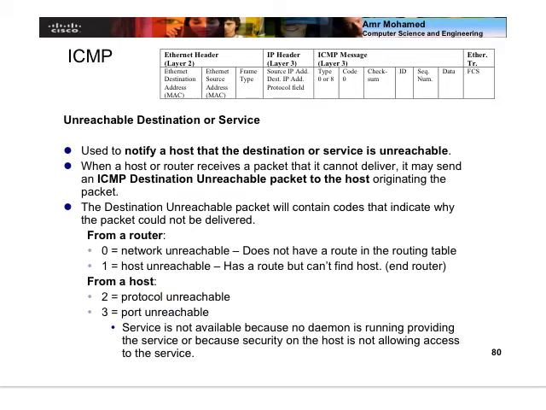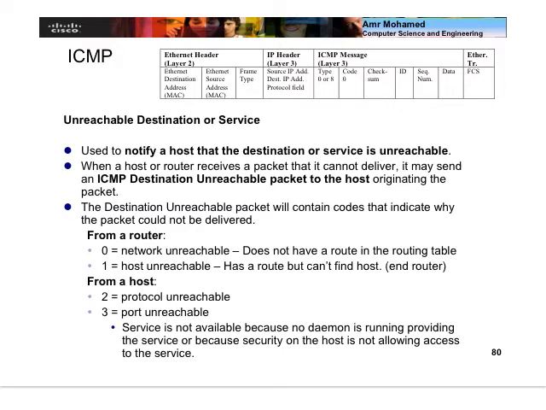The first possibility is that the protocol is unreachable, and in that case, this means that the TCP/IP is not running properly on that machine, and that's one of the things that you can use to troubleshoot whether the remote host is actually working correctly or not in terms of the TCP/IP protocol. Or the port is unreachable.